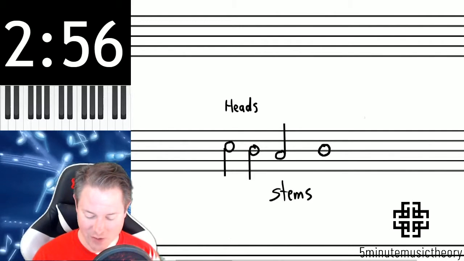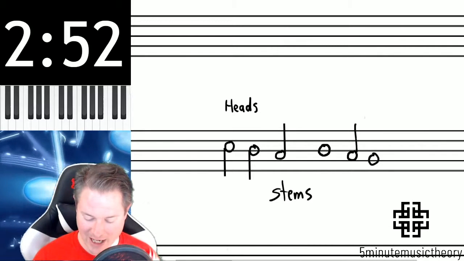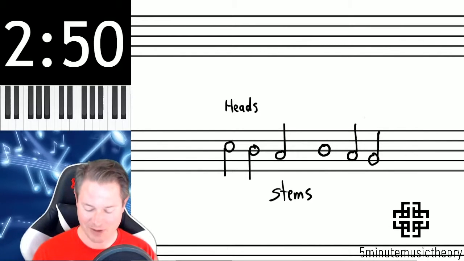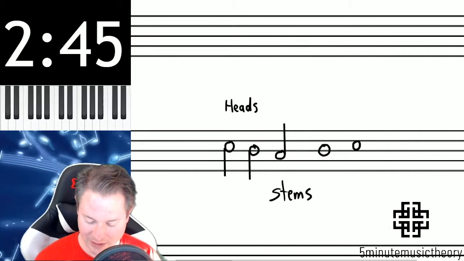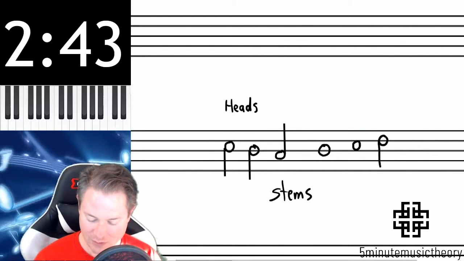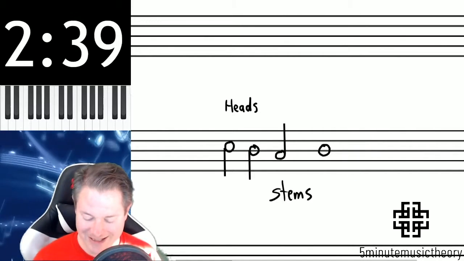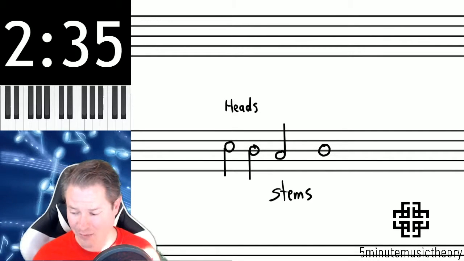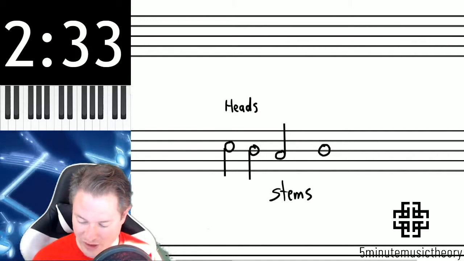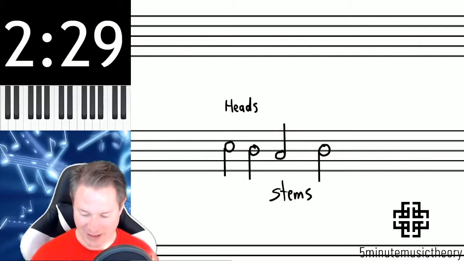That's why any note that's below the middle, like this, will have upward facing stems. Anything that's above the middle, like this, or like this, will have downward facing stems. When you have a note that's exactly in the middle of the staff, really it's okay to write the stem either direction, but it's generally accepted that the stem's going to go down like that.